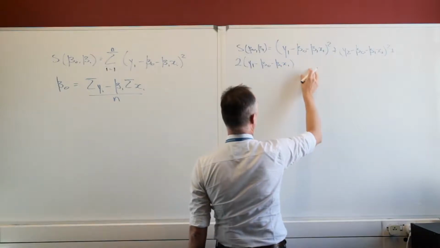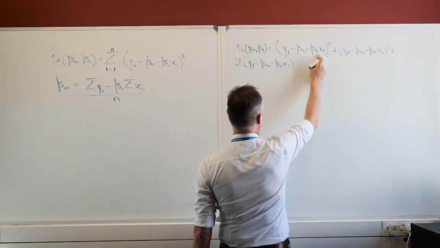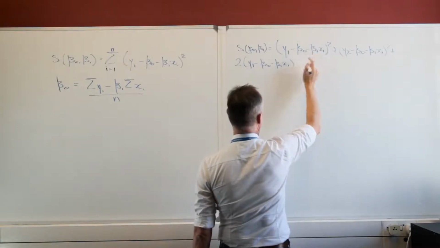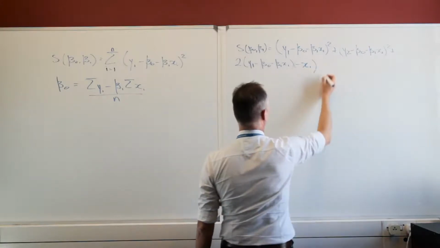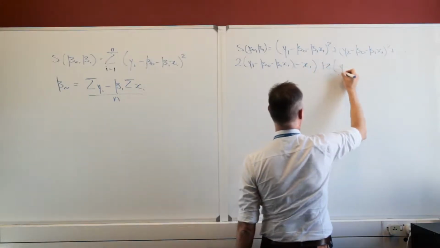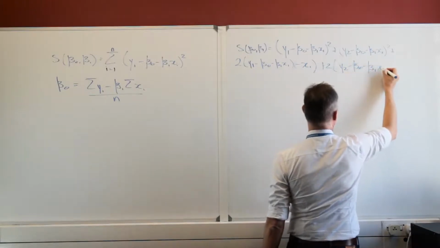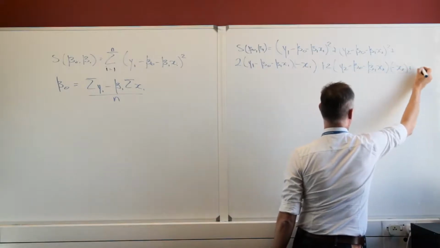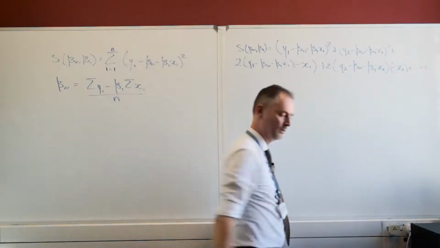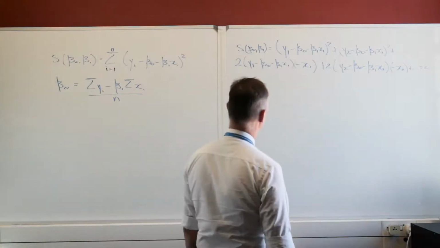And I've just got to take the derivative of the inside as well. That's a constant, that's a constant, that is a constant. So I'm just going to be left with negative x sub 1 there. Plus I'm going to take a 2 out, y sub 2 minus beta sub 0 minus beta sub 1 x sub 2. And I'm negative x sub 2 out there, plus that carries on. And I'm going to set that equal to 0.